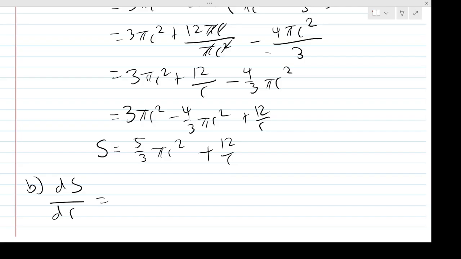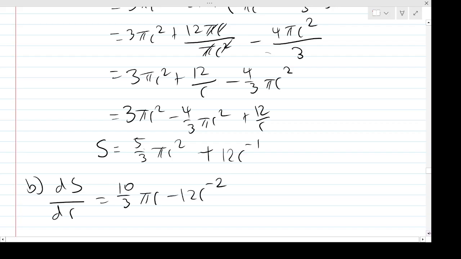If I do that, well, R squared, the 2, obviously the power comes to the front, so 5/3 times 2 is 10/3 pi R, as I subtract 1 from the power. Then 12 over R, well actually, that needs to go to 12r to the minus 1, right? As a power. Then I can differentiate that to minus 12r to the minus 2.